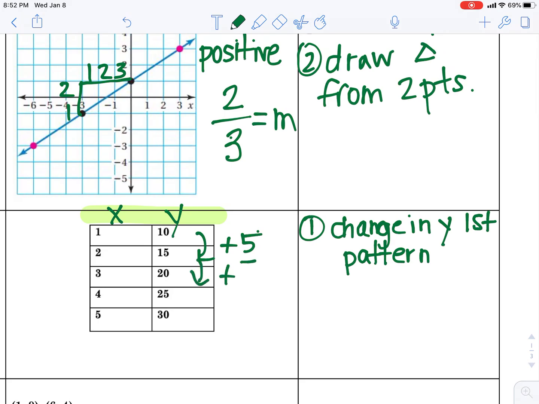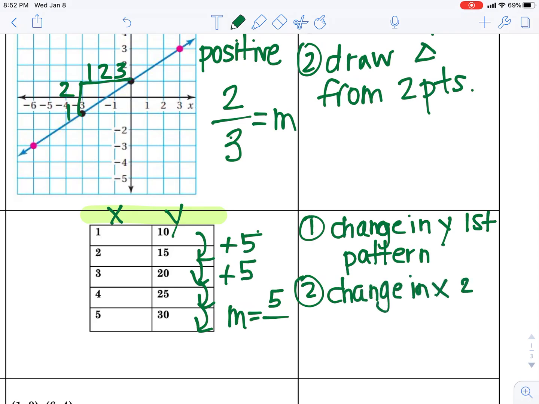I look down again, +5. And that pattern, you want to check all the way down that it continues. So you know your change in y is 5. I'm going to put that as my top value. And then secondly, I'm going to look for the change in x second. So I'm again looking for a pattern. So when I go down the x column, I can see that's a +1, +1, and then I'm going to check the last 2, +1 and +1. So I know my slope is 5/1.